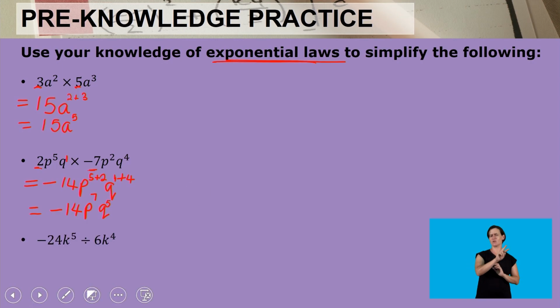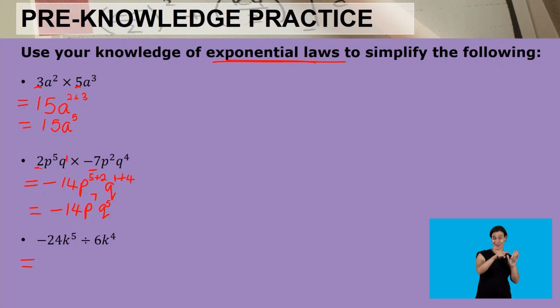Then the last one there is negative 24k exponent 5 divided by 6k exponent 4. Now, again, we're going to remind you of those exponential laws. Remember, if we are dividing the same base, or powers of the same base, then we need to subtract the exponents. So we are going to subtract those exponents there. So negative 24 divided by 6, do you know what that answer is? Yes, it is a negative 4.